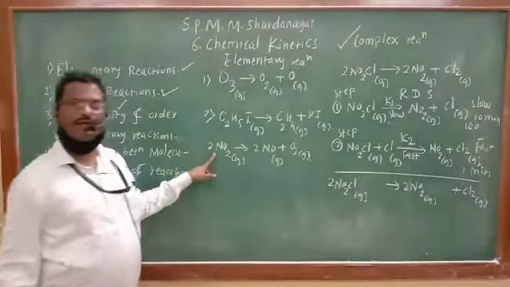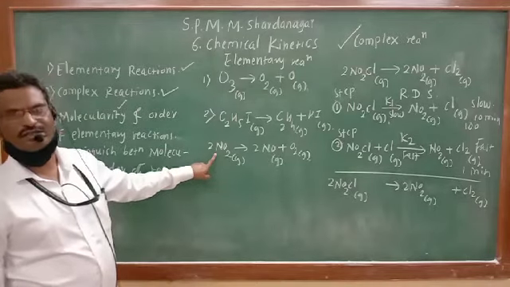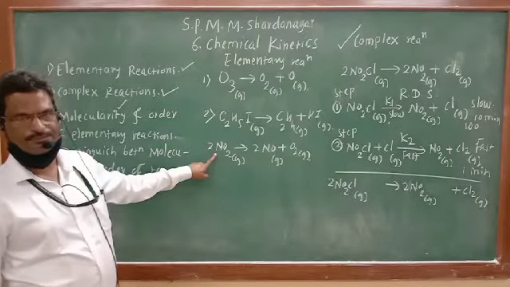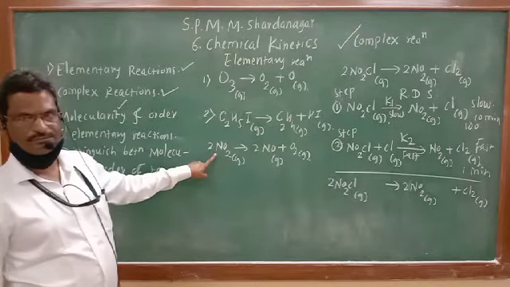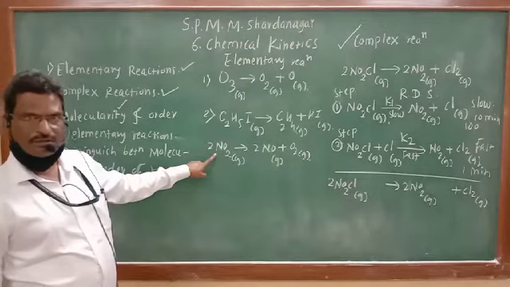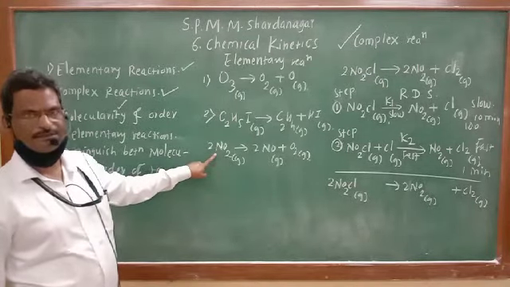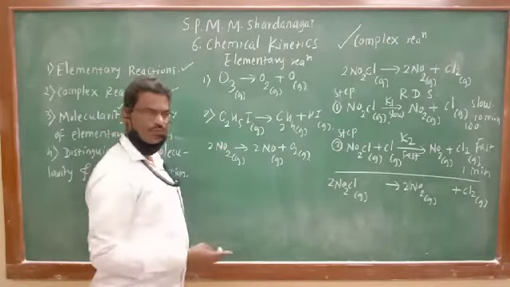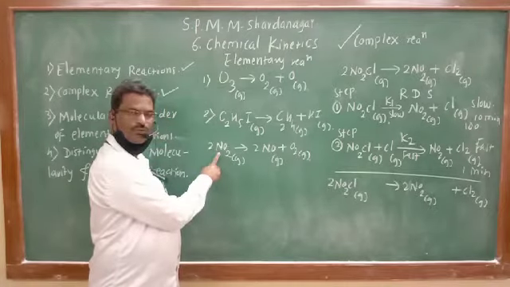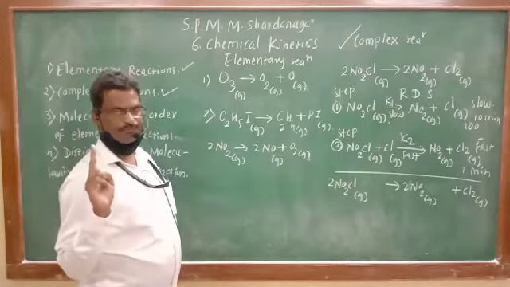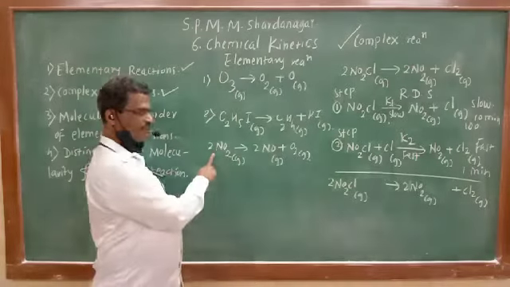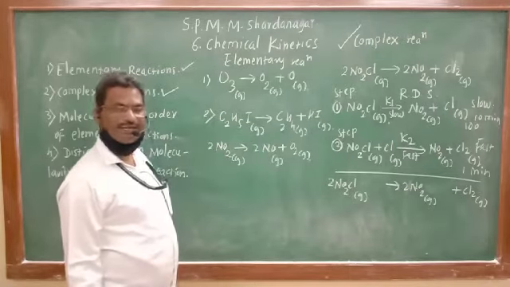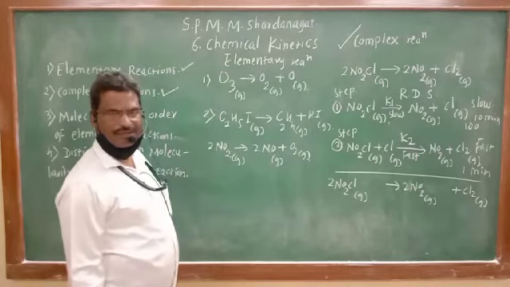Because what is meant by molecularity? Molecularity is nothing but the number of molecules of reactant involved in the chemical reaction. So the number of molecules of reactant involved in the chemical reaction is 2 NO2. So the molecularity is 2. The molecularity for this reaction is directly 2, because 2 molecules of NO2 are involved as reactants in that chemical reaction.